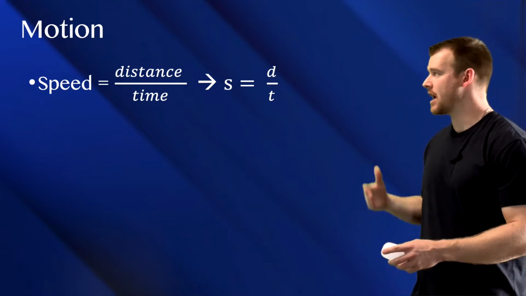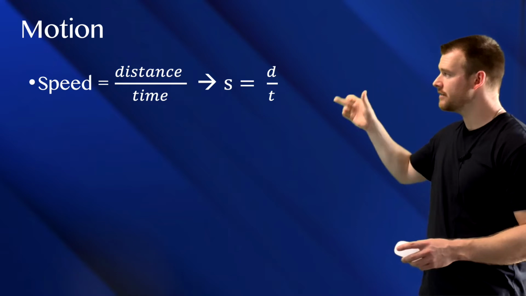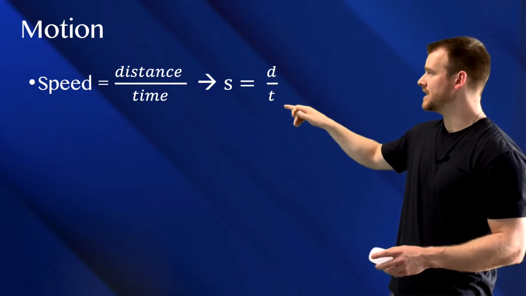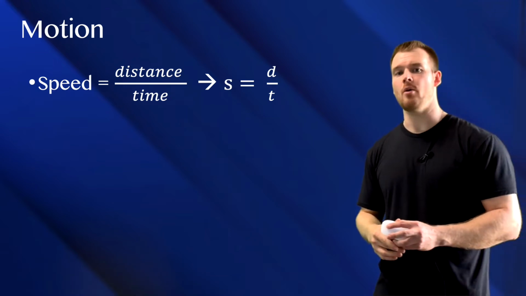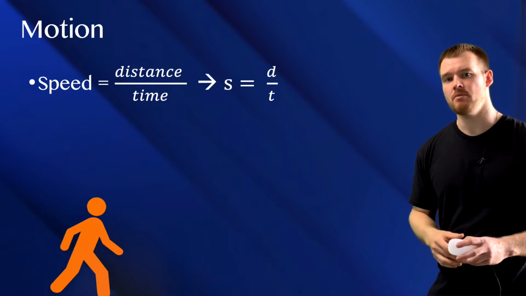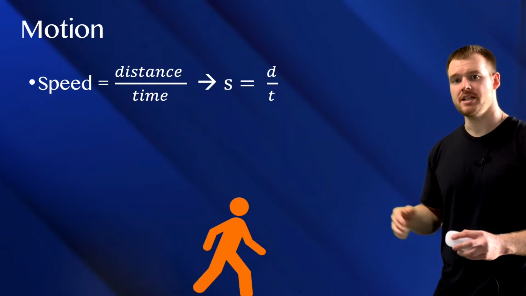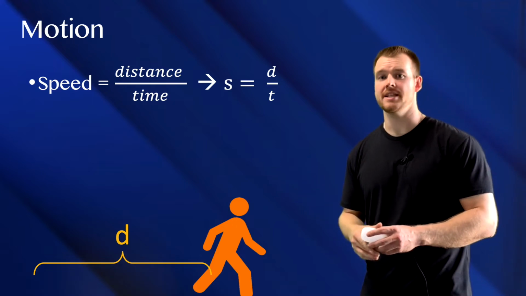And speed is going to be a measure of how much distance you cover and how much time it takes to cover that. Now these are inversely proportional. We can see s = d/t. And let's take a look at why it's set up that way. So if we have a person and they're going to be moving, the distance that they move is going to represent the value d in that formula. And the time is going to be how long it took to cover that distance.